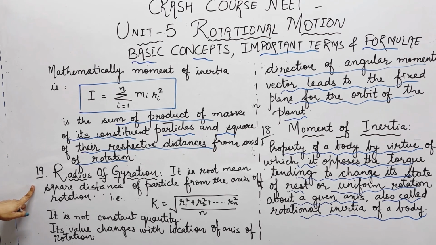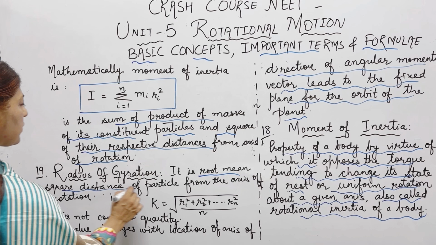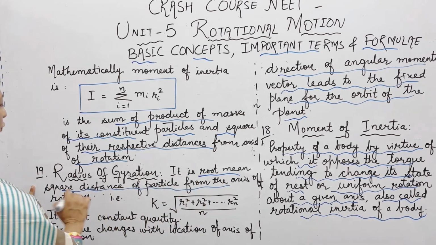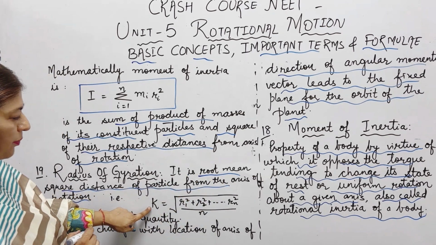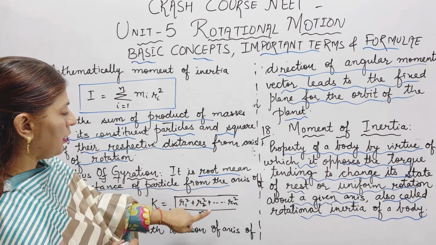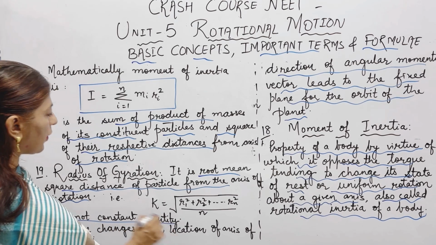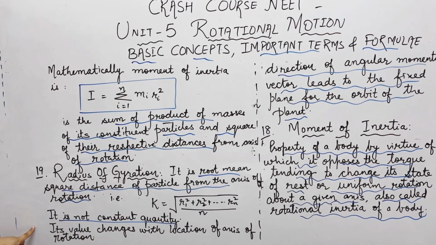Next is about the radius of gyration. It is the root mean square distance of particles from the axis of rotation. It is denoted by capital K. It is equal to the square root of (r1 square plus r2 square plus up to rn square) divided by n. It is not a constant quantity. As the location of the axis of rotation changes, the value changes.